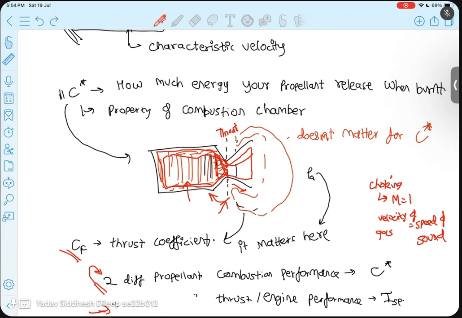Now, whatever is happening behind the throat is not getting affected by whatever is happening outside the throat. This is the best part of the rocket engine. If the flow is choked, choked flow means the Mach number or the velocity of gases at the throat is equal to the speed of sound, because below and after the speed of sound a lot of things change. So whatever is happening before the throat cannot be affected by whatever is happening downstream, or later than the throat.